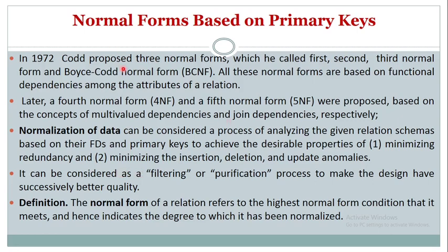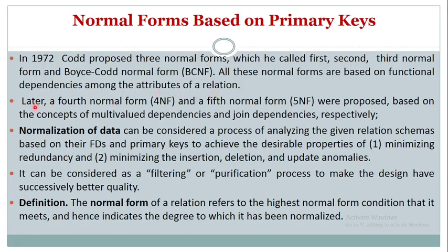Yes, let us understand about the basics of normal forms. In 1972, Codd proposed three normal forms, which he called first normal form, second normal form, and third normal form, and Boyce-Codd normal form as well. All these normal forms are based on functional dependencies among the attributes of a relation.